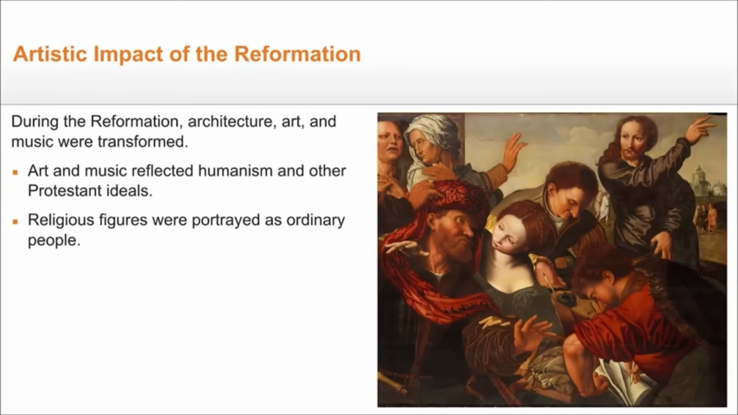During the Reformation, architecture, art, and music were transformed. Newly created art began to reflect humanism and other Protestant ideals. Narrative scenes from the Bible became more prevalent. Take a look at this painting, which shows Christ calling St. Matthew to leave his job as a tax collector to become one of his disciples. You can see how the painting reflects one of the important themes of the Reformation, a more personal relationship with God. Both Christ and the religious St. Matthew are portrayed as ordinary people.